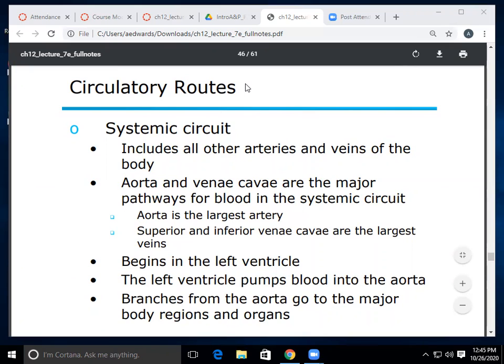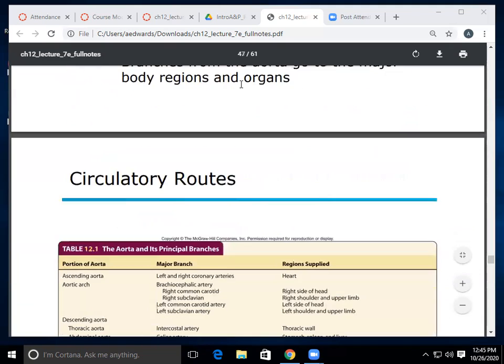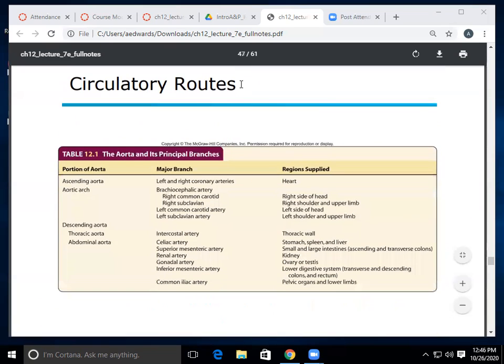So your systemic circuit is going to start in the left ventricle. When the ventricle contracts, blood's going to move into the aorta. And then blood will go from the aorta to different branches of the aorta and go to your major body regions and organs. So what are some of those major branches of the aorta?